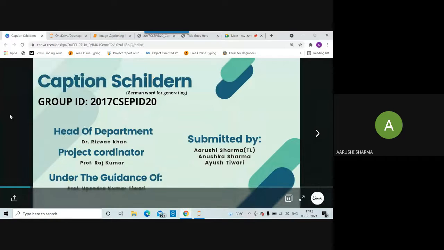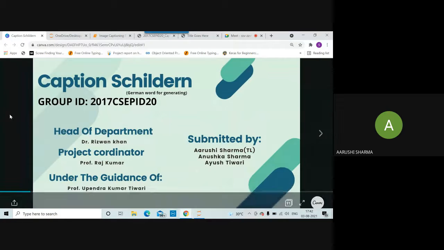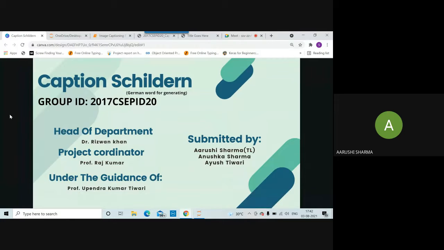The title of my project is Caption Schildern. Schildern is a German word for generating. So basically, my project is about generating a relevant caption for the provided image.